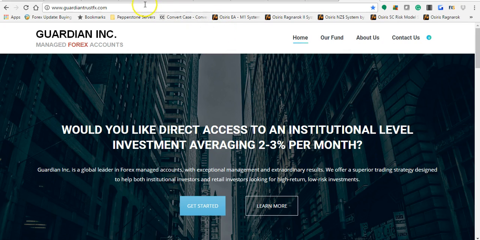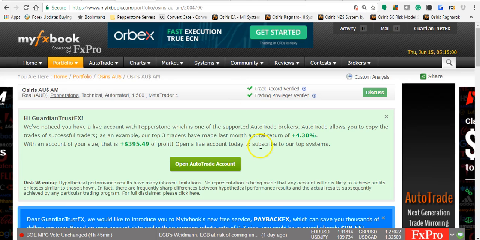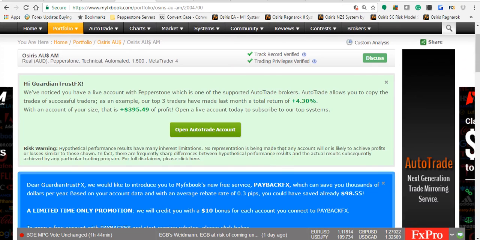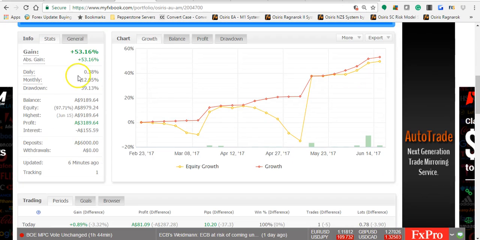And of course, today we're going to go over one of the live accounts we have from a client in Australia. Very interesting case, everything verified via MyFXBook. The account is at Pepperstone. It's technical automated, leverage 500 to 1, and it's in Australian dollars. So far, these are the stats. According to the formula from MyFXBook it is 12.05% per month.